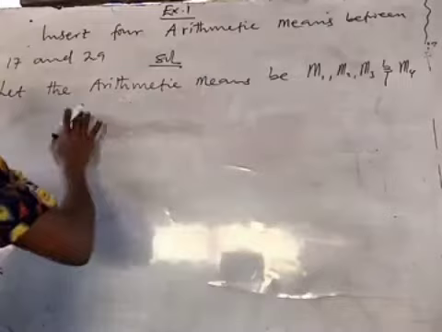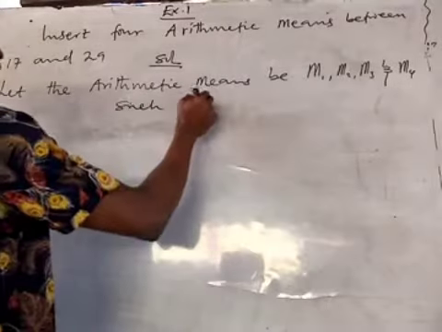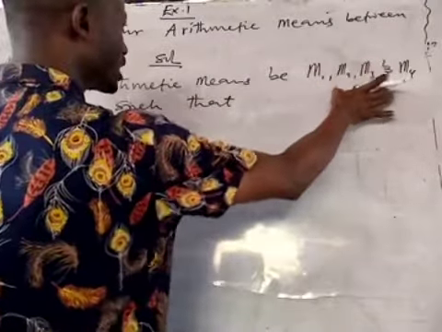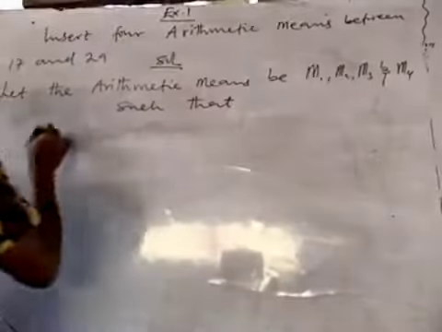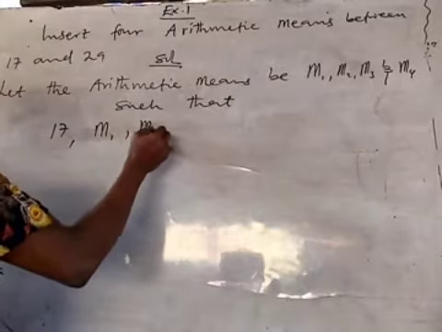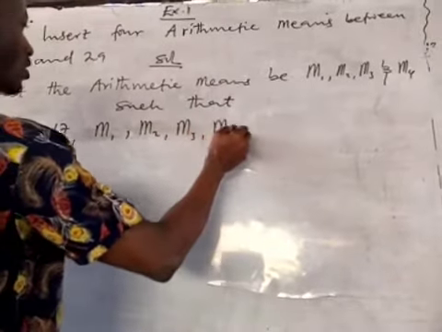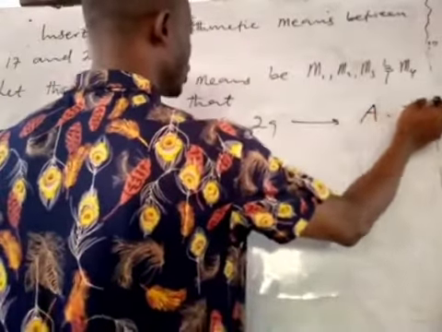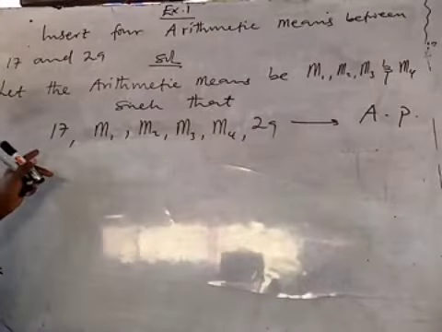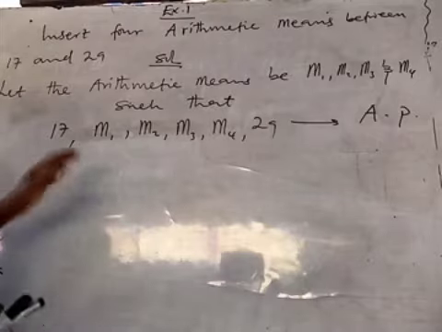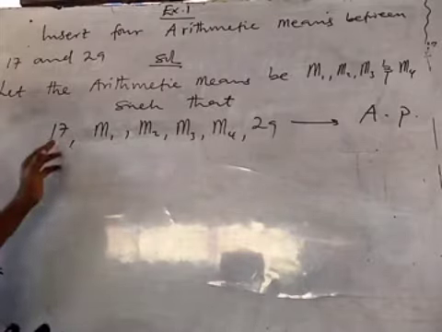Such that, when you insert these four arithmetic means in between 17 and 29, that is 17, M1, M2, M3, M4, 29, you are meant to form a sequence in what? Arithmetic progression. So we have simply formed a sequence in arithmetic progression by doing what? By inserting four arithmetic means in between 17 and 29.